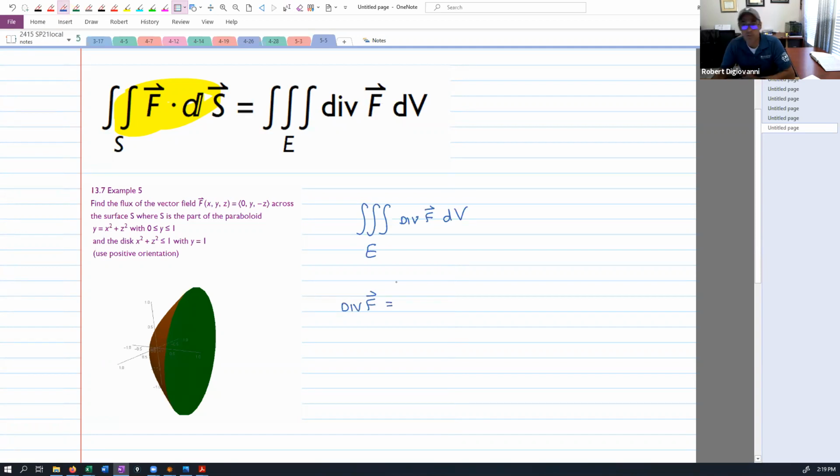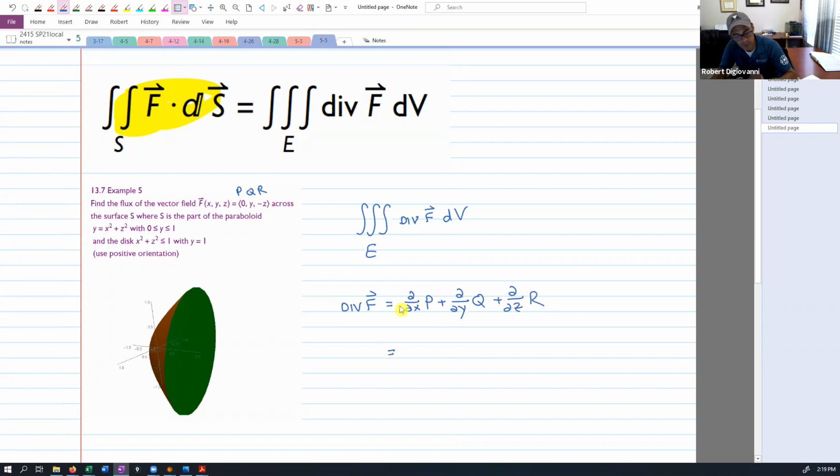Now the div of F was super easy to compute. It's way better than curl of F. For div of F, all you do is look at the components, P, Q, and R, and go one by one and take the partial with respect to X, then Y, then Z, and just add them together. So if we call these P, Q, and R, the formula is: partial with respect to X of P plus partial with respect to Y of Q plus partial with respect to Z of R.